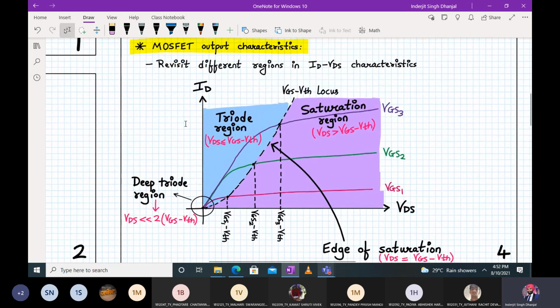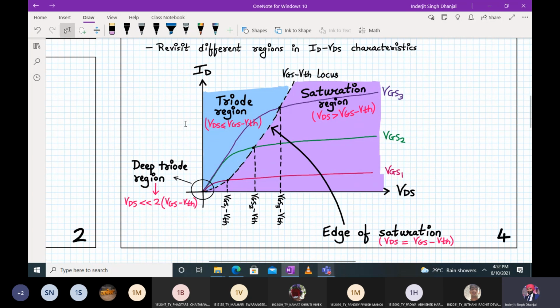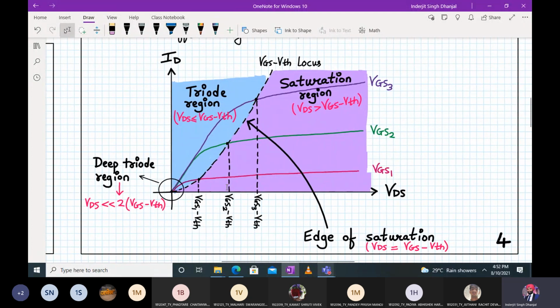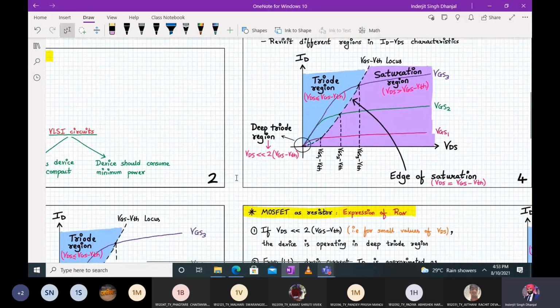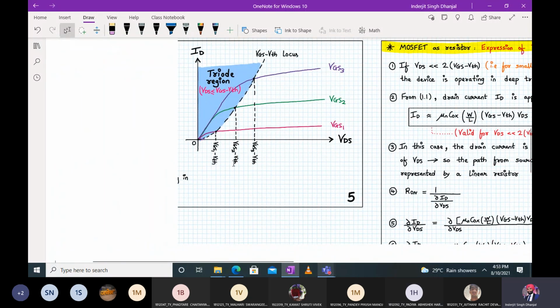So there are various different regions of operation in a MOSFET: first the saturation region, edge of saturation, triode region, and deep triode region. If you want, you can take a print screen of this to keep it handy with you. We should also take care of this deep triode region from now on. Any doubts so far? No, sir. Okay, let us move on to the next part.